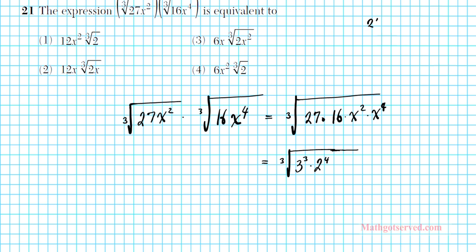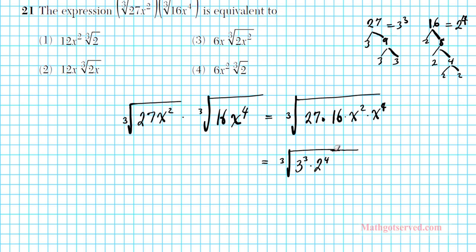So you can have 27, just break it down, 3 goes here 9 times, 3 goes here 3 times, so this is 3 to the third. And then you do the same thing with 16: 2, 8, 2, 4, and then 2, 2. Okay, so as a power of primes, this is 2 to the fourth, and this is 3 to the third.